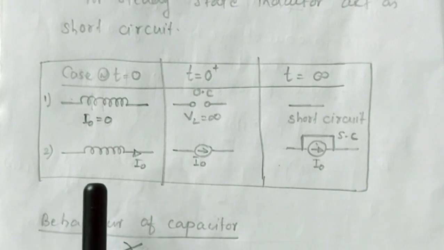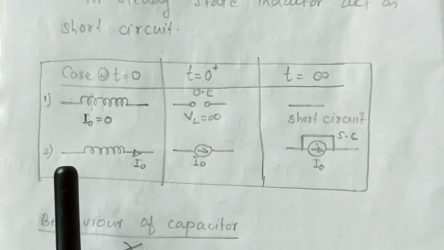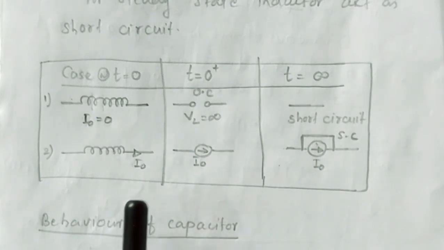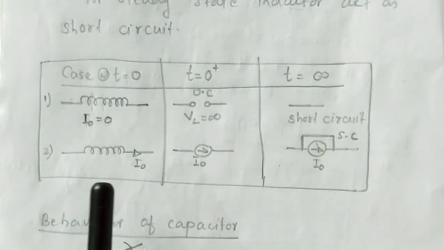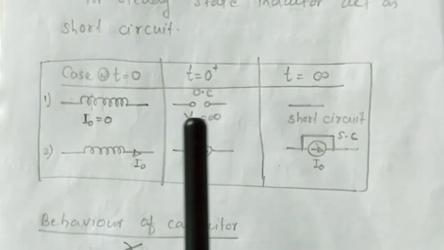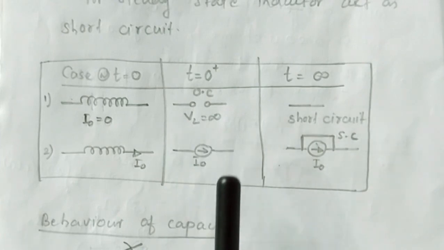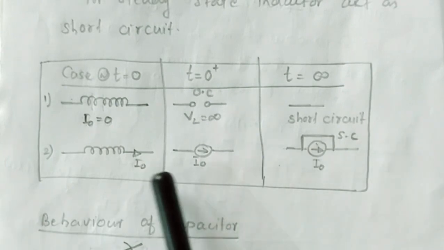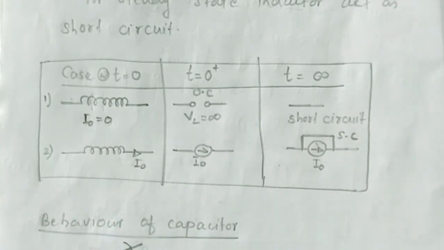Now let's consider the second case, that is, initially some current I0 is flowing through the inductor. So just before switching, the current through the inductor is I0. Under this case, whenever the switch is getting closed, immediately after the switch is closed, that is at t equal to 0 plus, the corresponding equivalent circuit is represented by a current source. That current source value is the initial current I0.